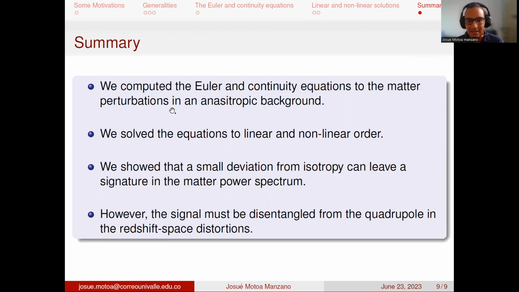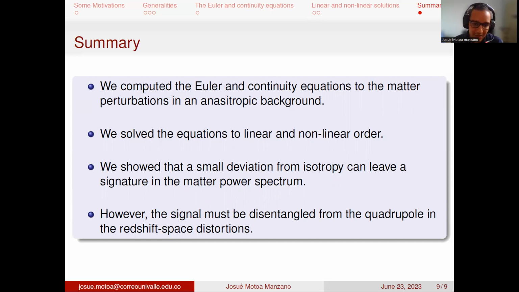What I can conclude or summarize here is that in this work, or in part of this work, we computed the Euler and continuity equations for the matter perturbation in an anisotropic background, to linear order in the anisotropy, using these approximations mentioned before, the Newtonian approximation and the small field big derivative approximation, right? We solved the equations to linear order and to non-linear order and saw how it can possibly affect the power spectrum and the bispectrum. And we show that small deviations from isotropy can leave a signature on the matter power spectrum.